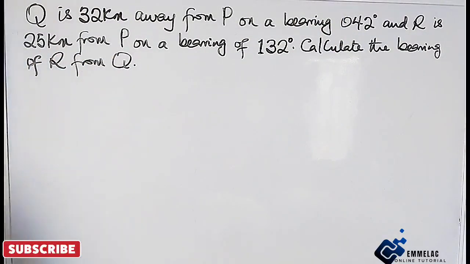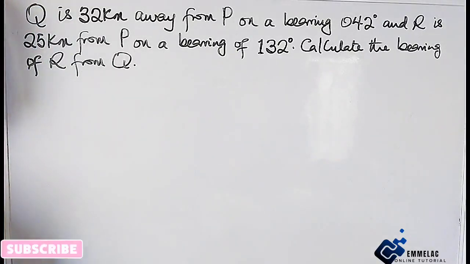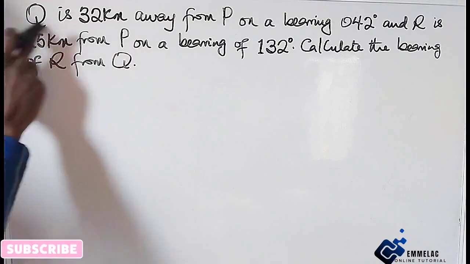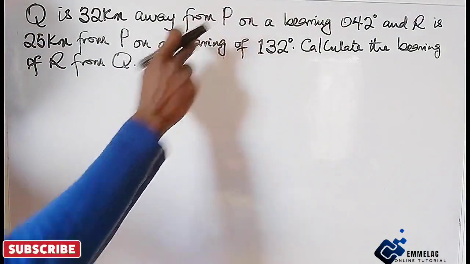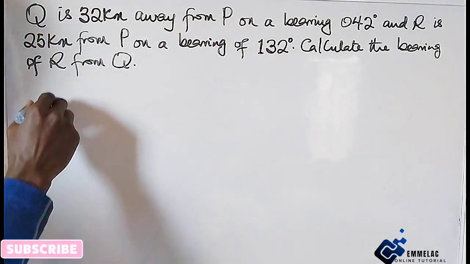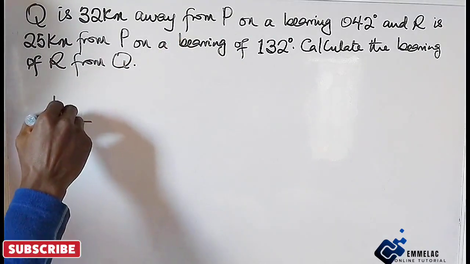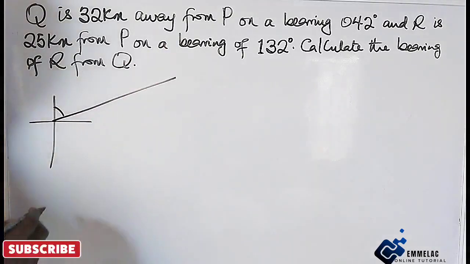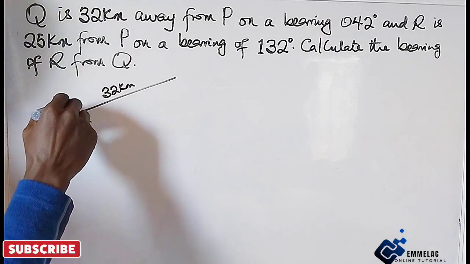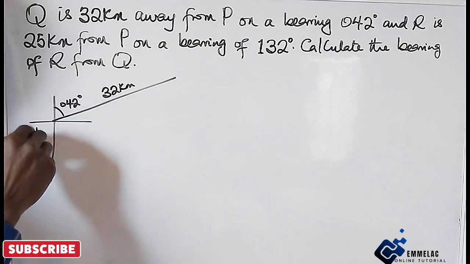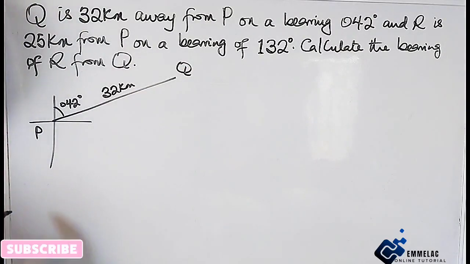from Q. First of all, just to ensure that we draw the diagram. The diagram will help us to know what next to do. Now Q is 32 km away from P. Since it is away from P, P is actually the starting point. You can now draw this. This is 32 kilometers. Now this is 042 degrees. This is P, and this will be Q. And R is 25 kilometers.